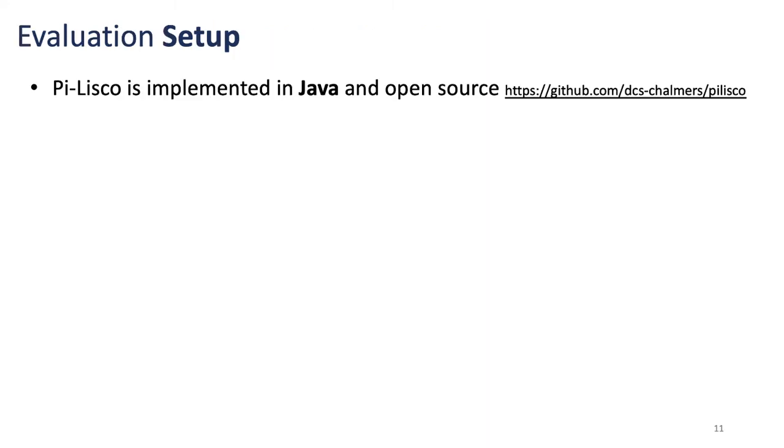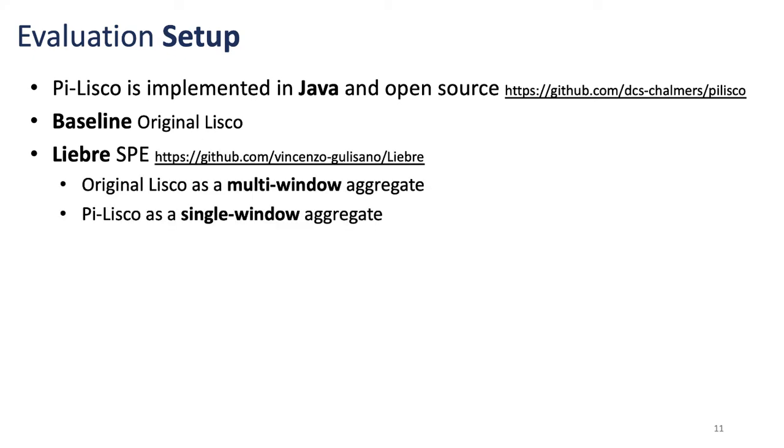To evaluate the performance of Pi-Lisco, we implement it in Java. The code is available open source. The baseline that we compare the performance of Pi-Lisco with is the original Lisco. Both approaches are implemented as an operator in a streaming query in Liebre, which is a lightweight SPE. Original Lisco is implemented as a multi-window aggregate, and Pi-Lisco is implemented as a single window.